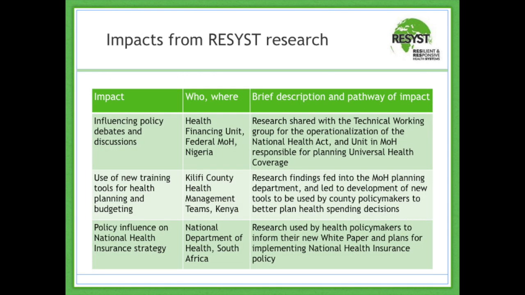So using this framework, here are some examples of impacts identified from RESYST research. In Nigeria, research is being used to influence debates and discussions about the implementation of the new National Health Act, and it was shared with the technical working group for the implementation of the Act, and the unit in the Ministry of Health that is responsible for planning universal health coverage. So we know that the research is being used because our researchers are actually members of the technical working group, and they're also close to policymakers in the unit.